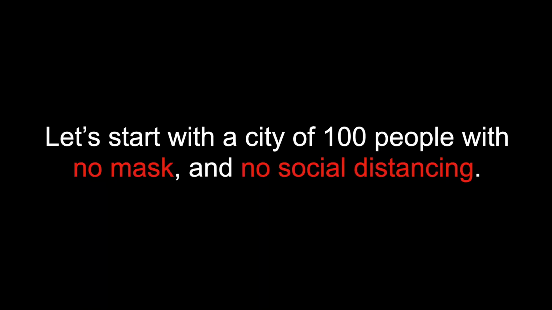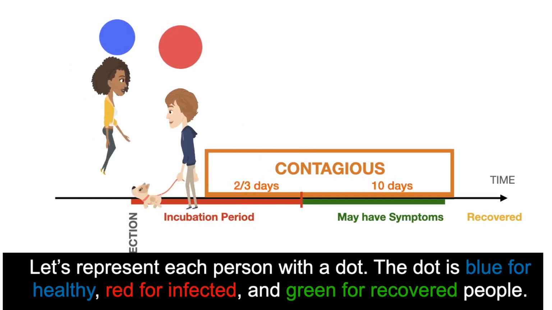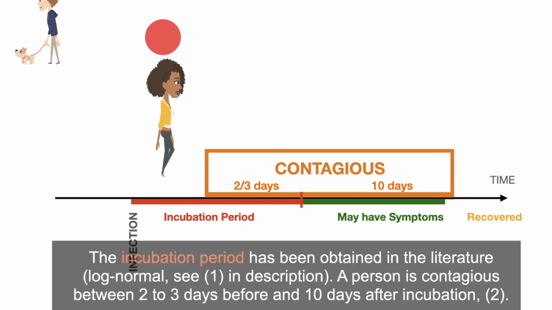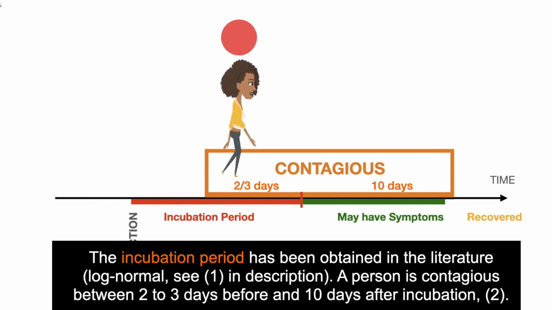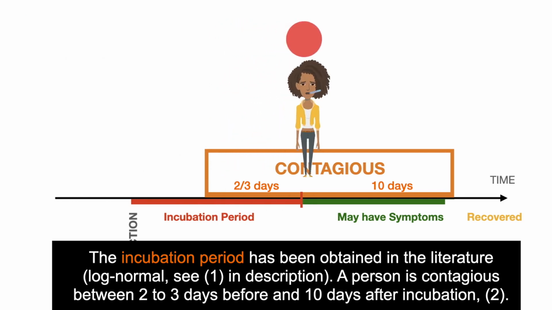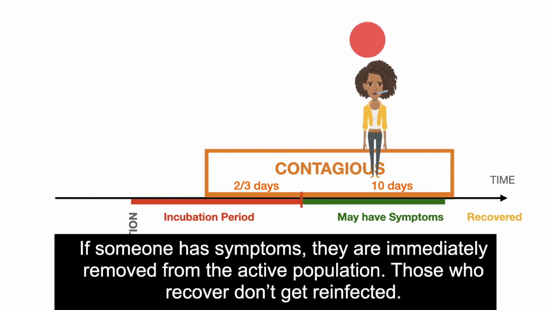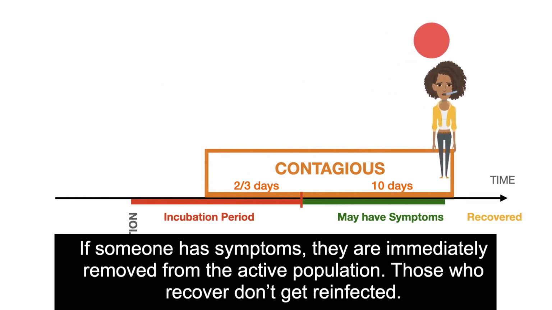Let's start with a city of 100 people with no mask and no social distancing. Let's represent each person with a dot. The dot is blue for healthy, red for infected, and green for recovered people. The incubation period has been obtained in the literature. A person is contagious 2 to 3 days before to 10 days after incubation. If someone has symptoms, they are immediately removed from the active population. Those who recover don't get reinfected.